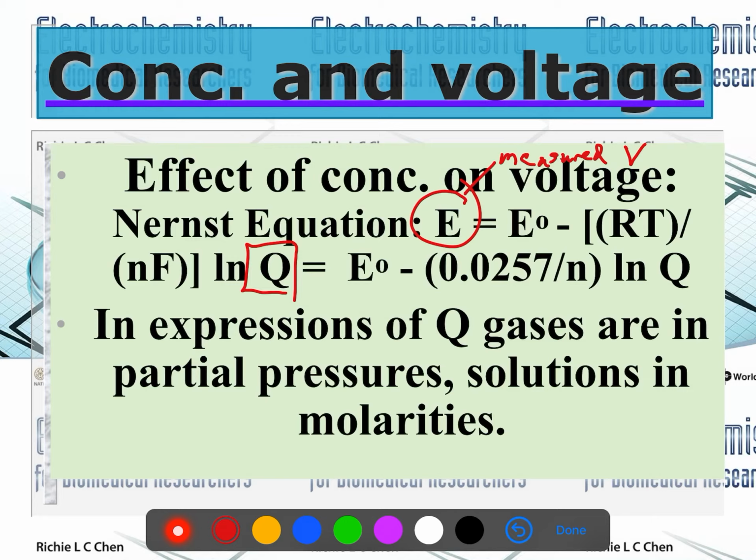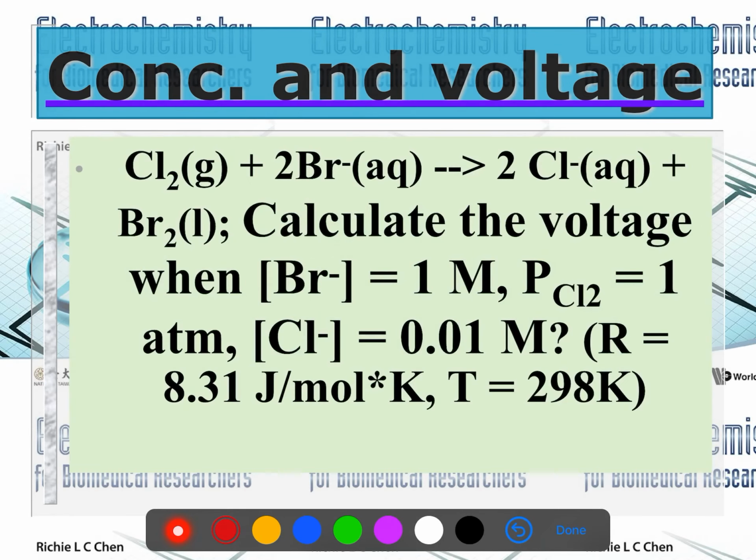Now, the only thing that's hard to get used to in this is that they do a heterogeneous expression for Q. So we're not going to put everything in concentration, although I would prefer that. They're going to do gases in partial pressures instead. Now, you're going to run the lab reaction under regular atmospheric pressure, so chances are your overall pressure is going to be close to 1 atmosphere.